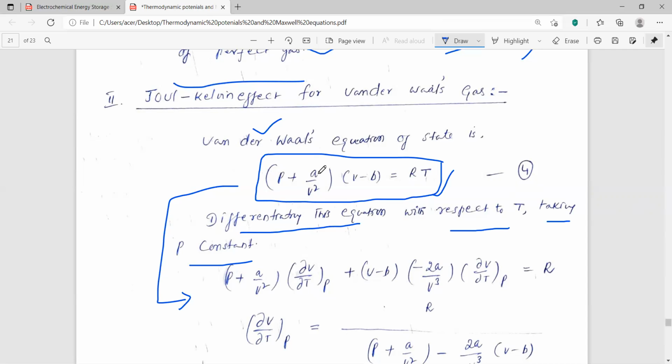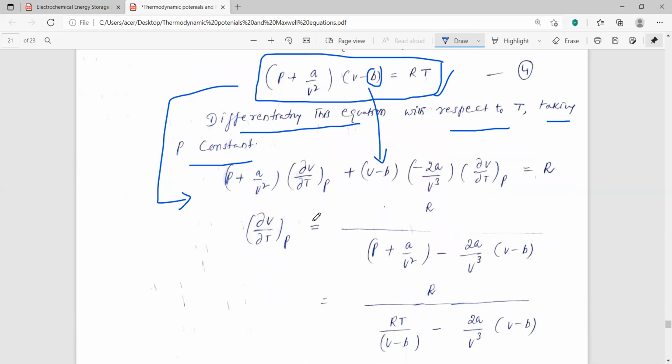Here, I can take this value as a constant first, P plus A by V square, into, I can differentiate this one, dou V by dou T at P, where A and B are constant. That is why this value becomes 0. Again, I can keep this value as a constant, I can differentiate this value. So, V minus B, plus minus 2A by V cube into dou V by dou T at P, equal to R.